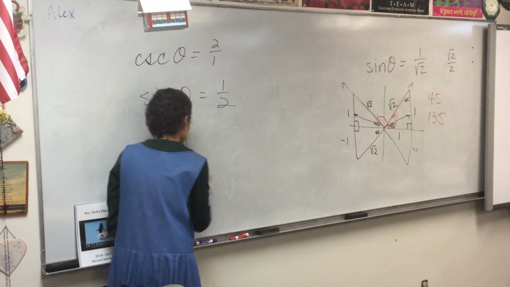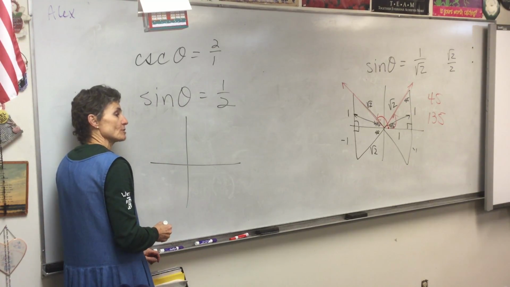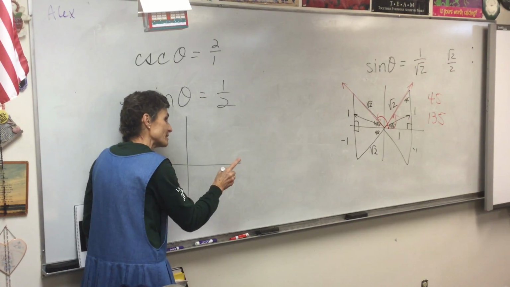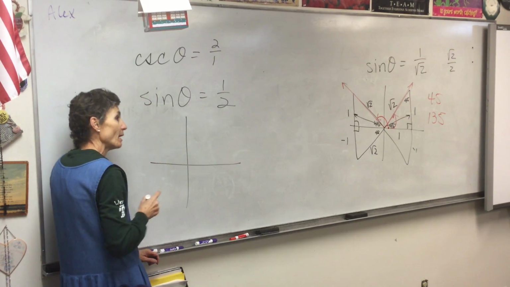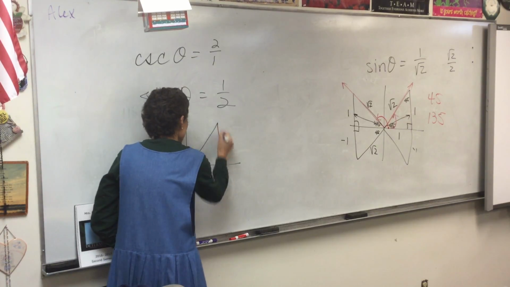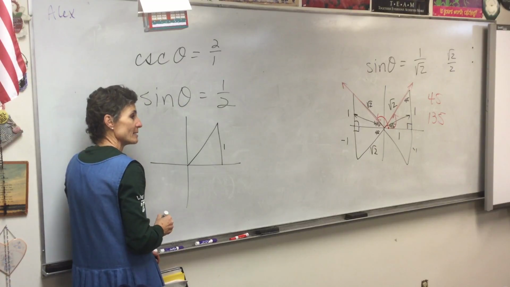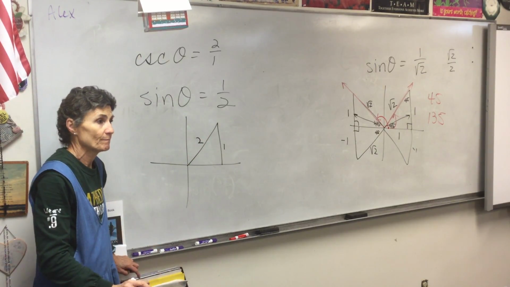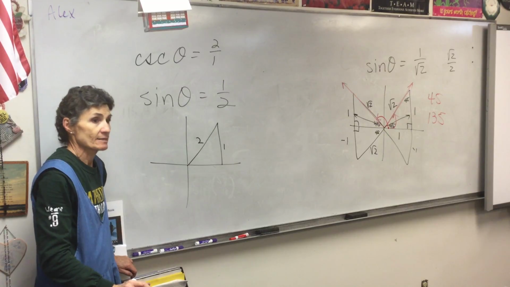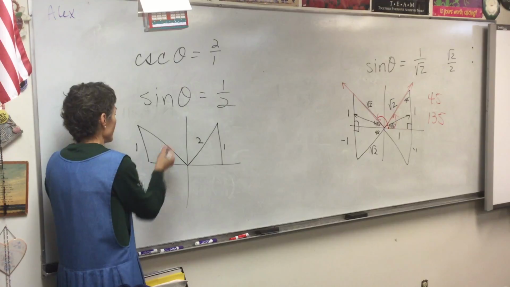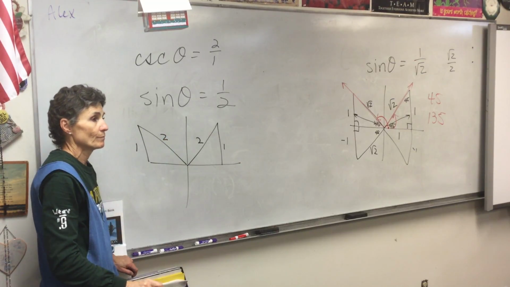And we're going to set up our thing and we're going to start drawing pictures. And if you have the opposite side is positive 1 and the hypotenuse is 2, you are good. So I need the opposite side to be positive 1 and the hypotenuse to be 2. Does that work? Yes. All right. Opposite side, positive 1, hypotenuse 2. Does that work?